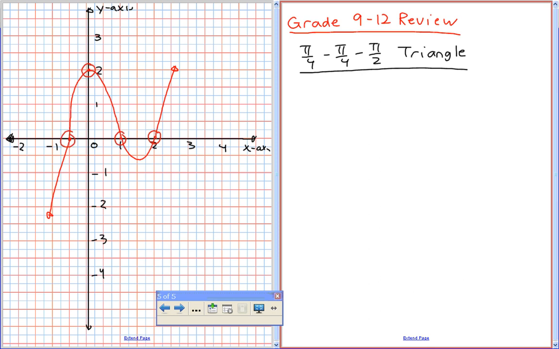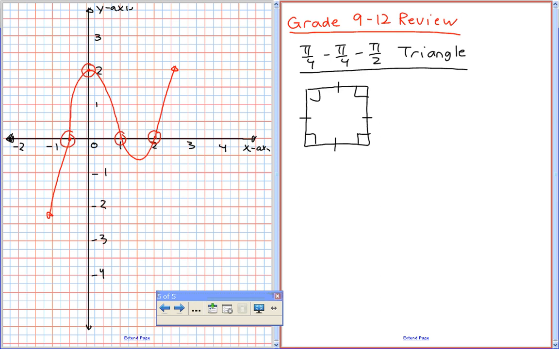And remember from grade 11 how to prove that pi by 4, pi by 4, pi by 2 triangle. This is one where we're going to take a square and cut it in half. Why would I want to use a square? All sides are equal, yes. When you cut it in half, what is the angle going to turn into?